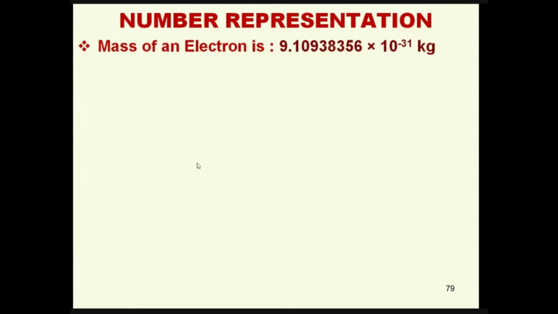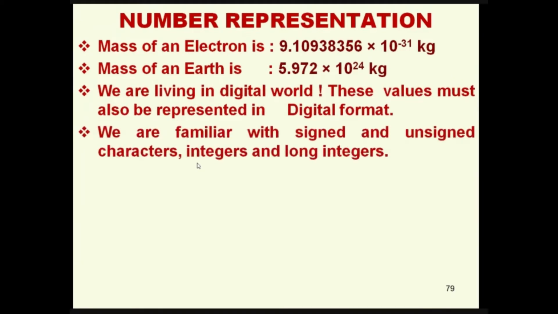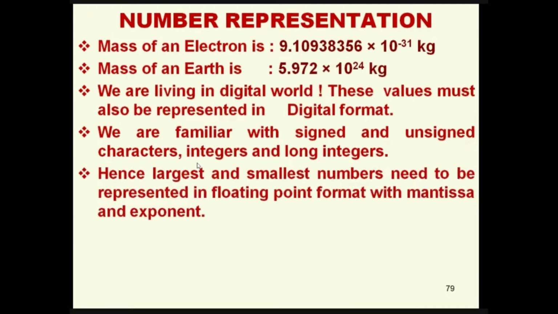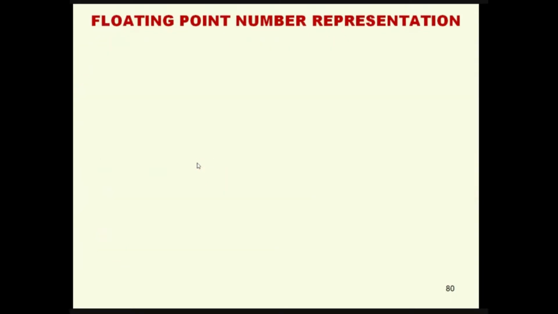So the mass of an electron is 9.1 into 10 power minus 31, and the mass of the earth is 5.9 into 10 power 24 kilogram. And we are living in a digital world. These values must also be represented in digital format. That's very important. So we are familiar with signed numbers and unsigned numbers, that means signed characters and unsigned characters, signed integers and unsigned integers, signed long integers and unsigned long integers, etc. But the largest and smallest numbers need to be represented in floating point format with the help of mantissa and exponent. How to represent these smallest and largest numbers with the decimal point in digital is the question here.